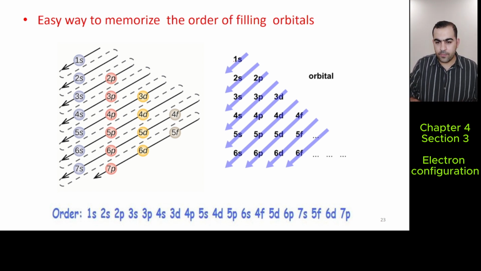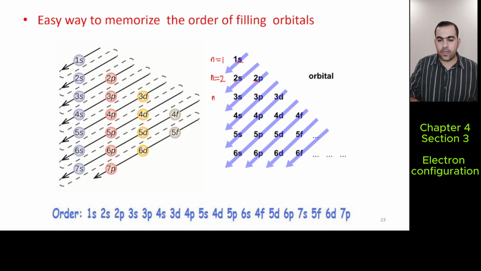Here, if you see, when n equals 1, it means the first energy level, and there is only s. So we call it what? 1s. When n equals 2, there are s and p sublevels. So we call them 2s and 2p.